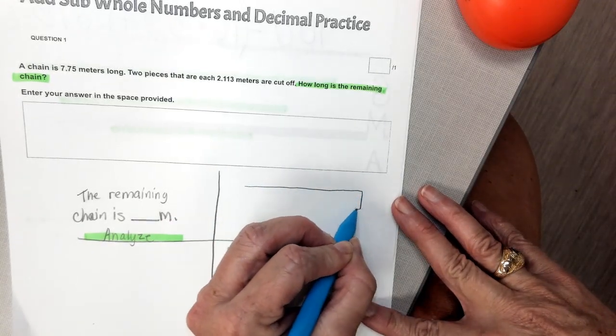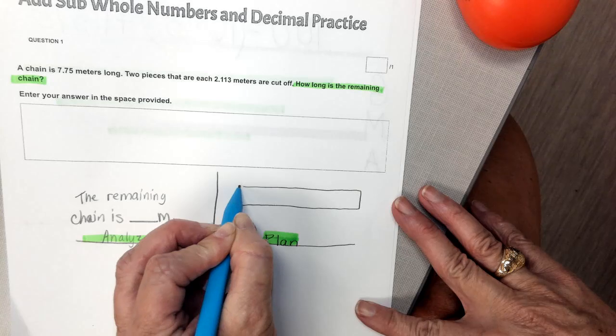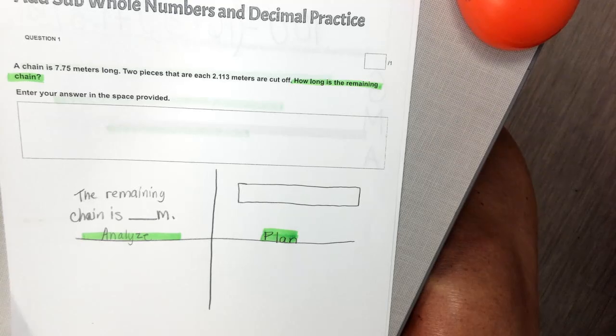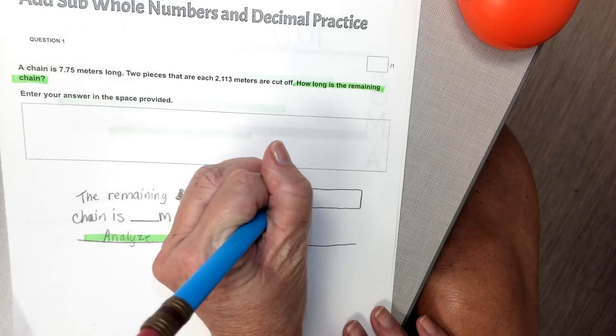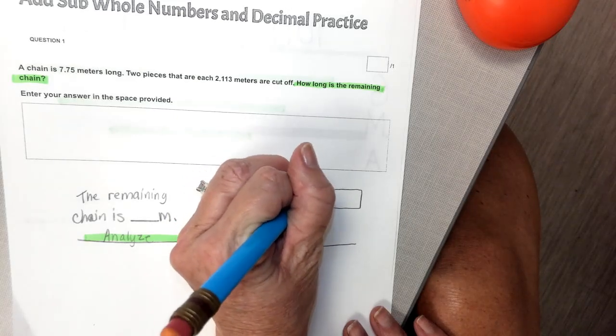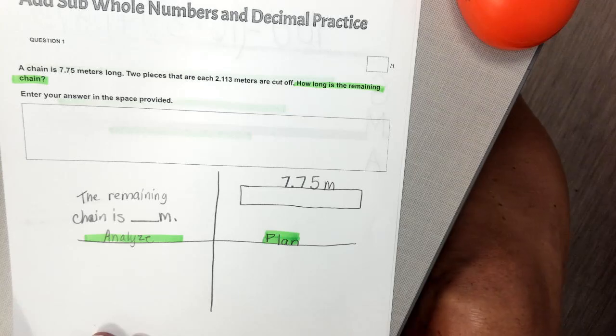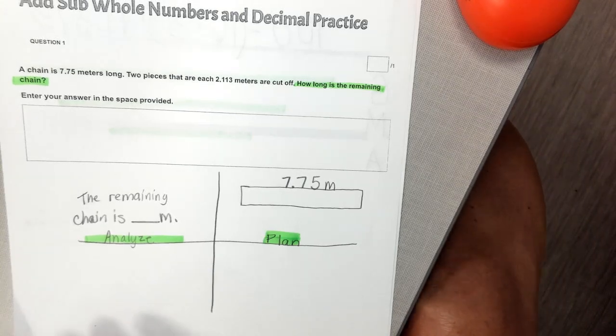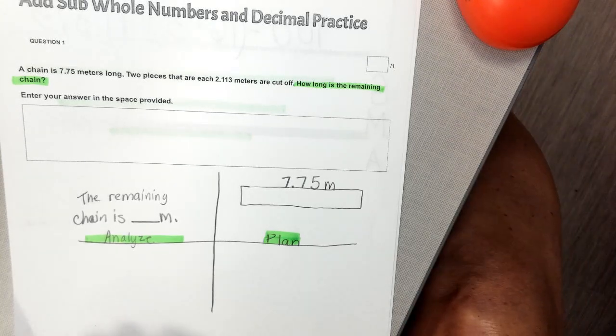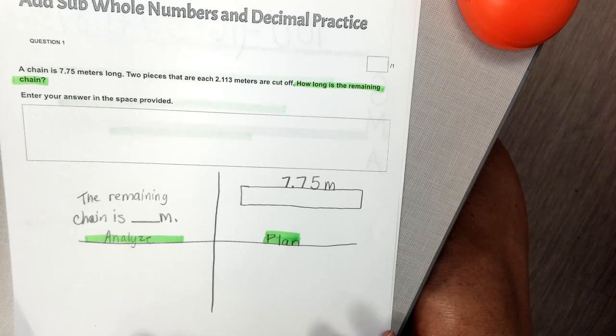Oh, and look, it looks like a unit bar. Do we know the length of the chain? Jackson. The whole length of the chain is 7 7/75 meters. Now you guys told me that something happened to this chain. What happened to this chain again?